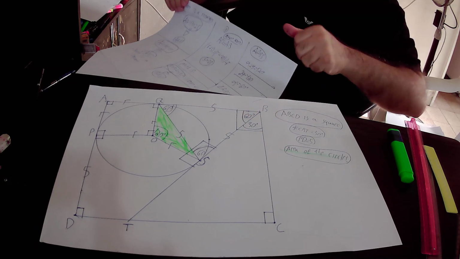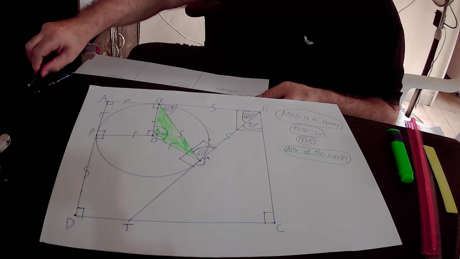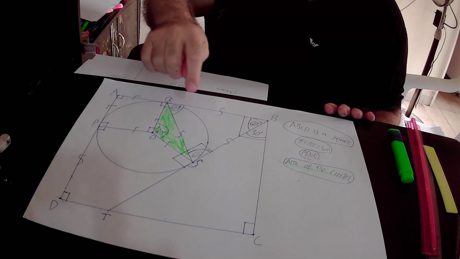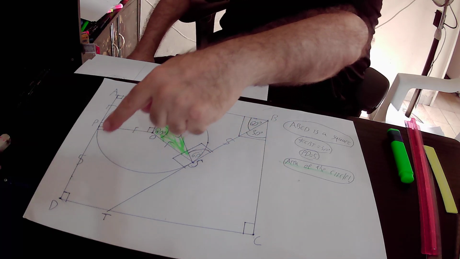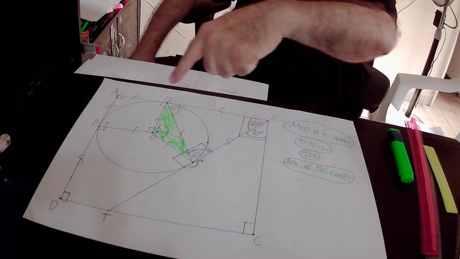In the drawing, we have square ABCD. Inside square ABCD, we have the circle. We know that angle CBT equals 30 degrees. Line segment PD equals 5 units, and our mission is to find the area of this circle.